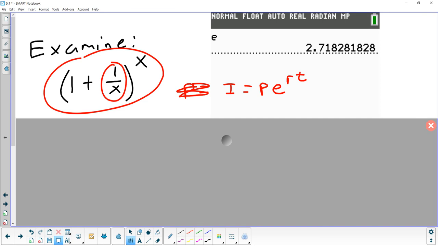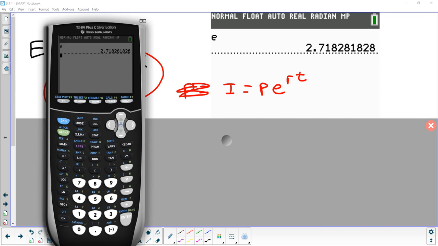Where do you find E on your calculator? E is under second, division symbol. Oh, okay, thank you. Yep.